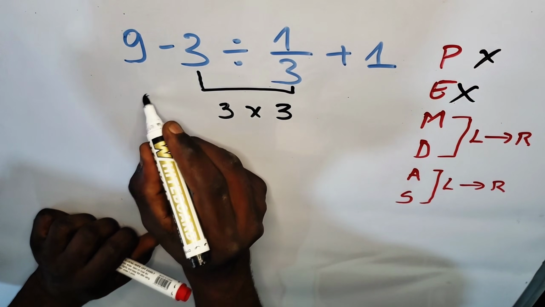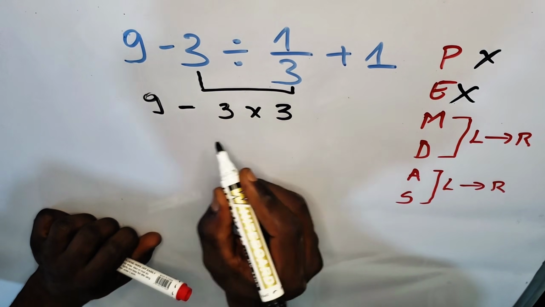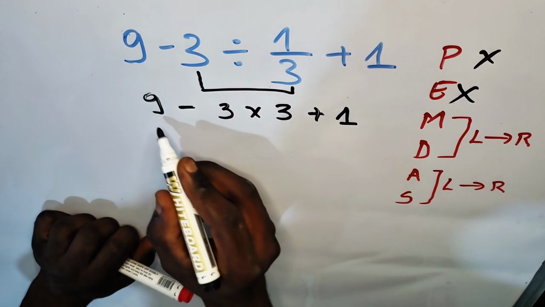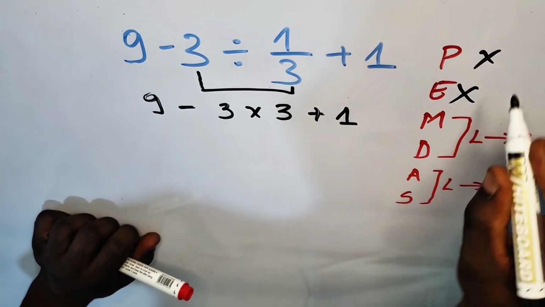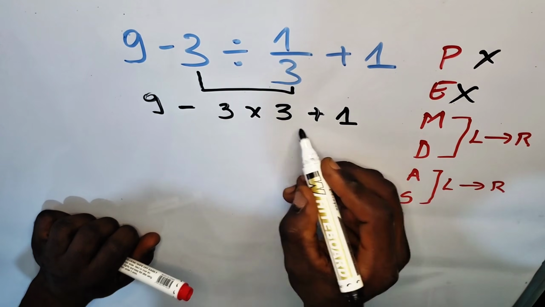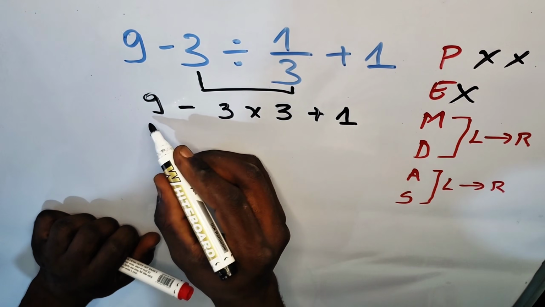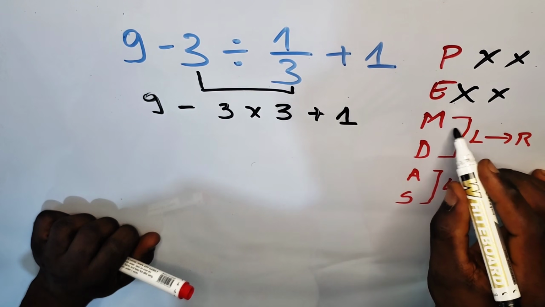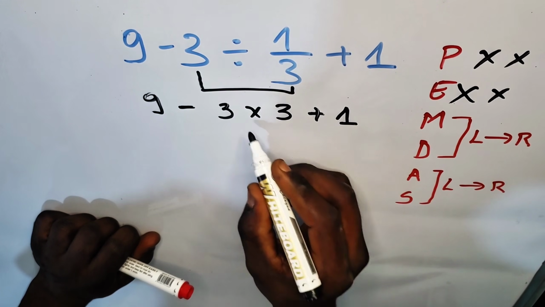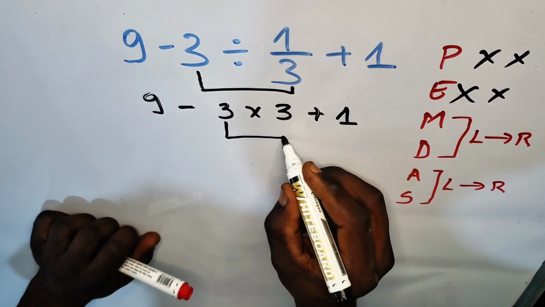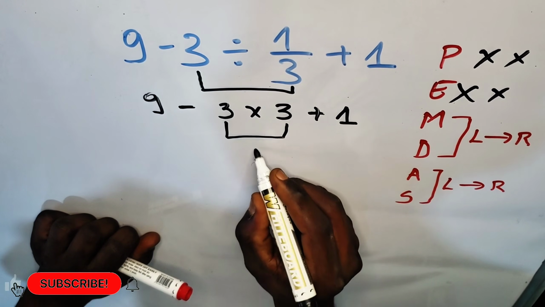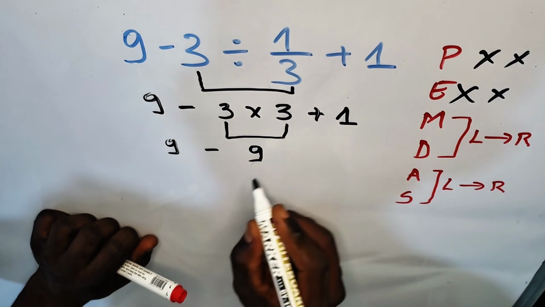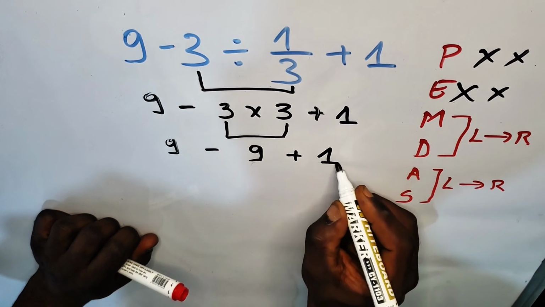So at this level, our new expression becomes 9 minus 3 multiplied by 3 plus 1. Okay, this is the new expression we have to solve. We come back to this. Is there any parentheses here? The answer is no. Is there any exponent? The answer is no. Is there any multiplication? Yes, the answer is yes. This is a multiplication. So first, we start by doing this operation. 3 multiplied by 3 is equal to 9. Our new expression becomes 9 minus 9 plus 1.